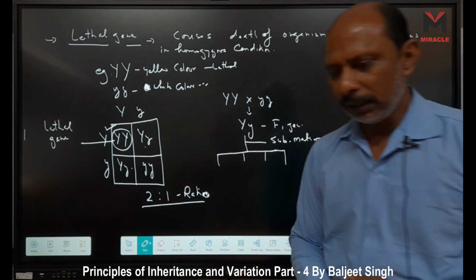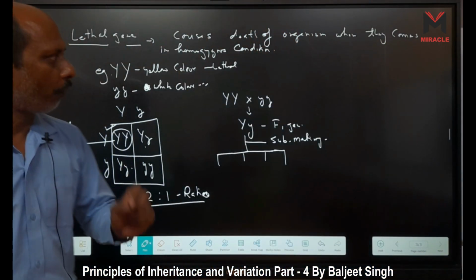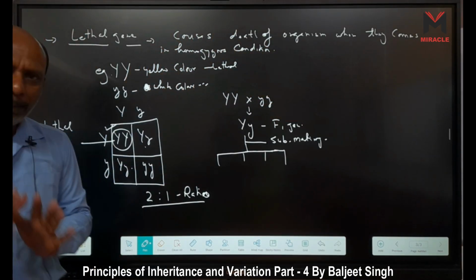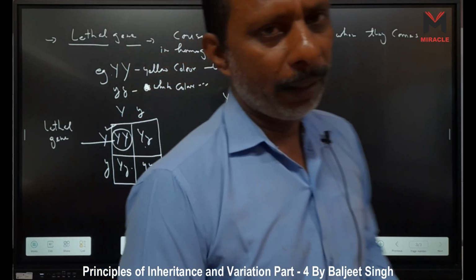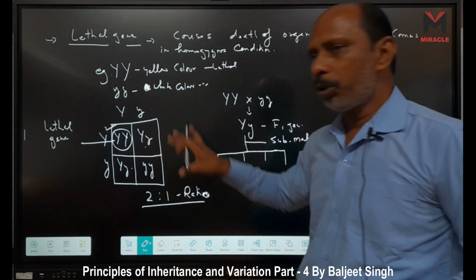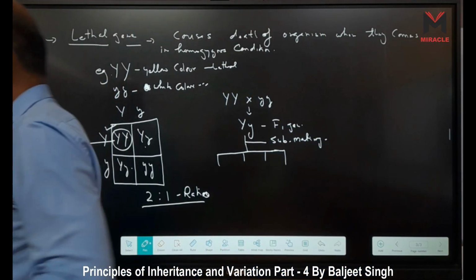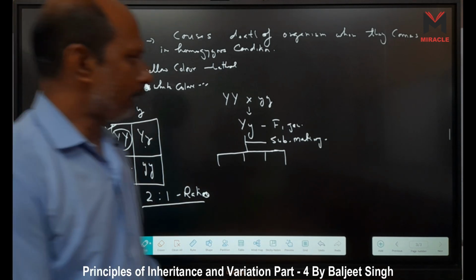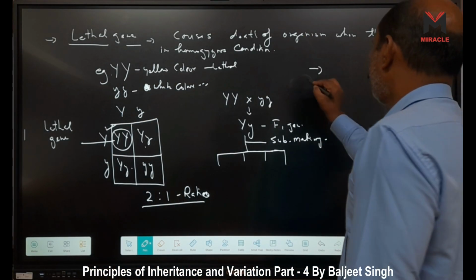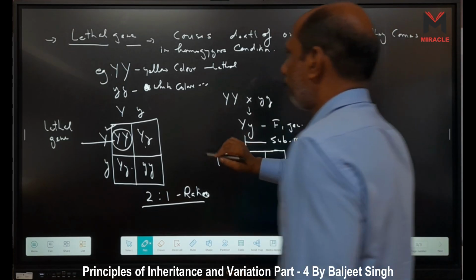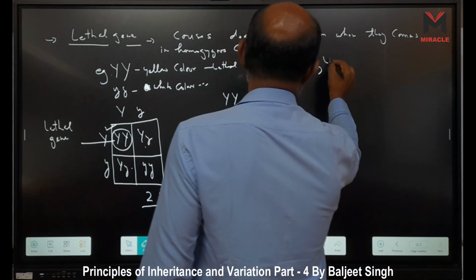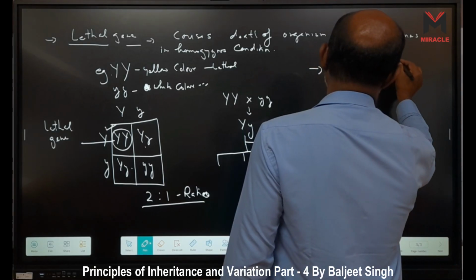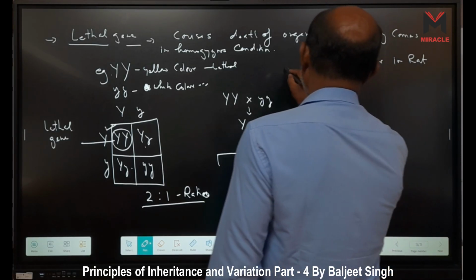So do you understand what a lethal gene is? A lethal gene is responsible for the death of organisms when they come in homozygous condition. They may be recessive or dominant, but mostly they are recessive. So this is an example in animals. In plants also, a lethal gene is present in snapdragon. This is in rat, as for example the yellow color in rat is lethal.